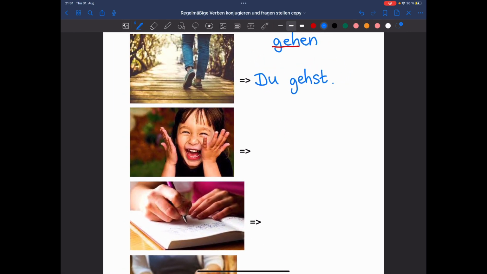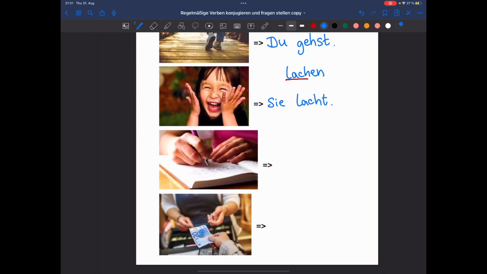Okay, next picture. This girl, what is this girl doing? To laugh, right? She's laughing. So in German, lachen. The verb stem is lach. And she in German is sie. Also sie lacht. Sehr gut. Well done.